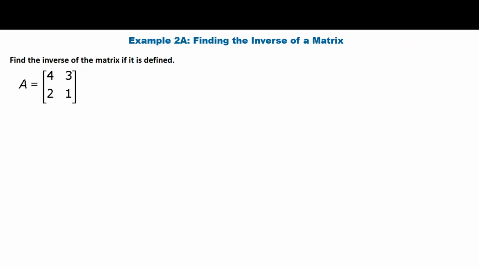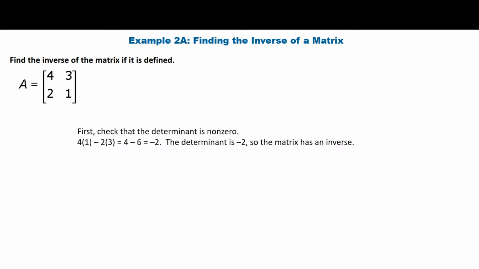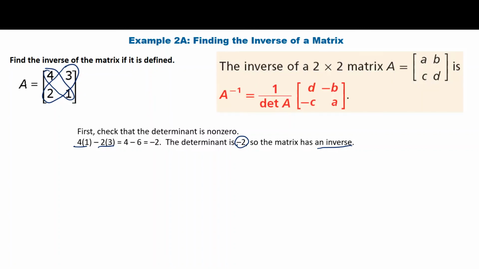Let's try an example. It says find the inverse of the matrix if it is defined. First of all, we need to find out if it is defined, and so to do that, we're going to find the determinant. So remember, in order to find the determinant, we take the diagonals, 4 times 1, and subtract 2 times 3, and so 4 minus 6 is -2. So our determinant is -2. That tells us that this matrix does have an inverse. So now let's use our inverse rule to find it.